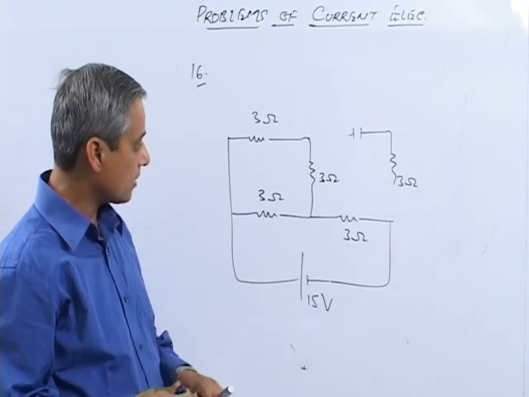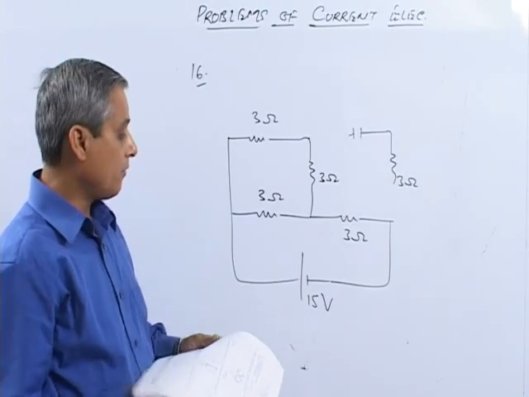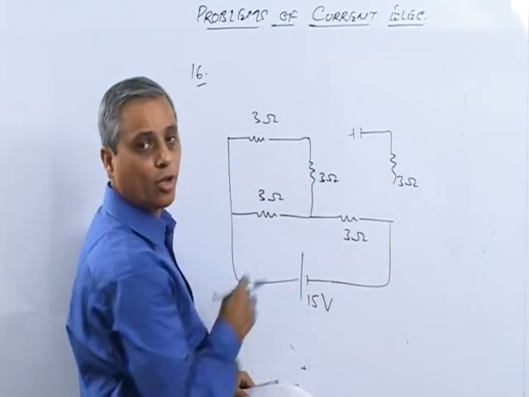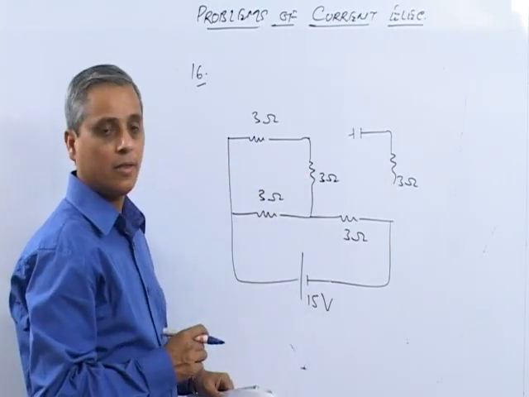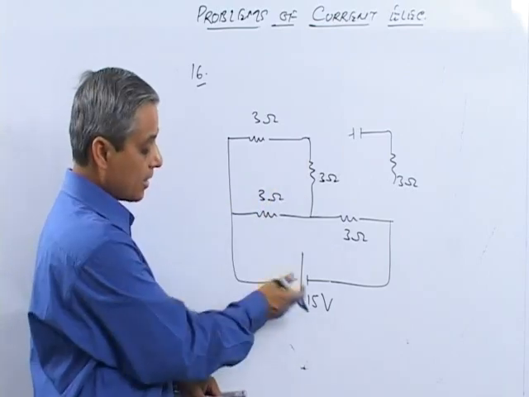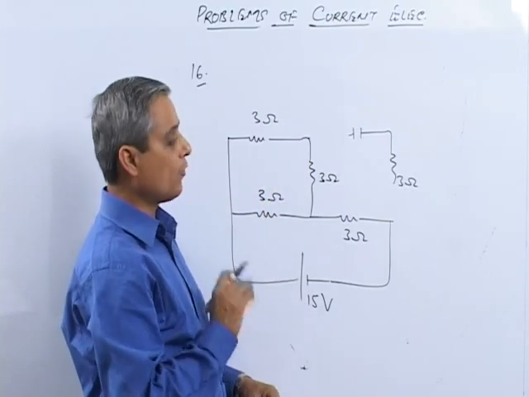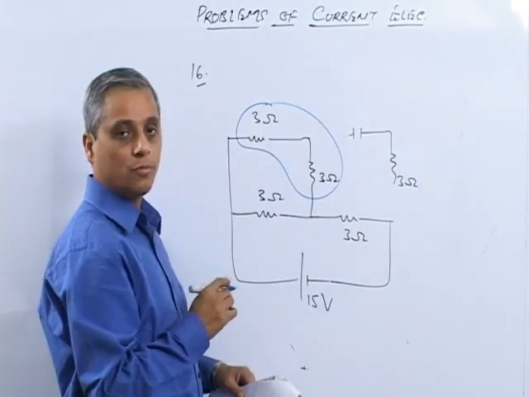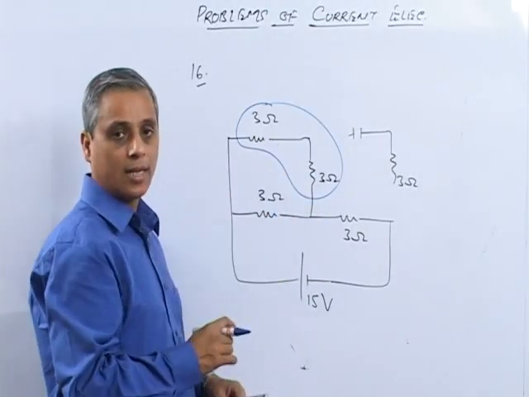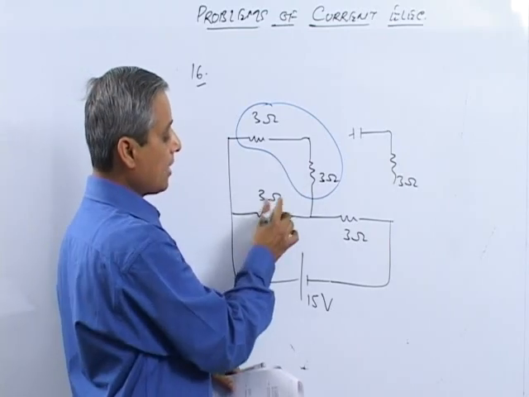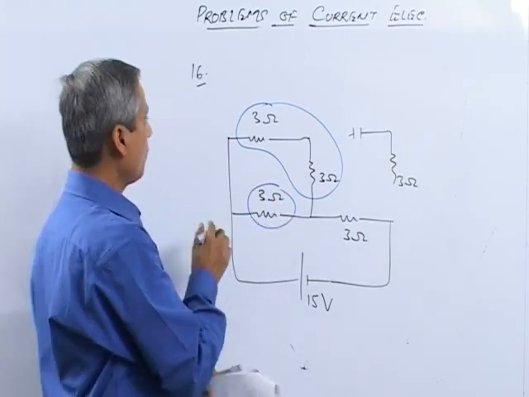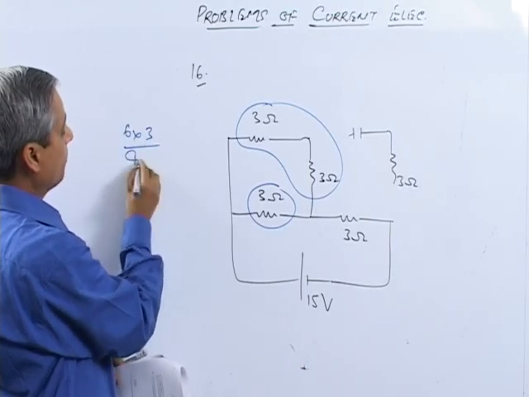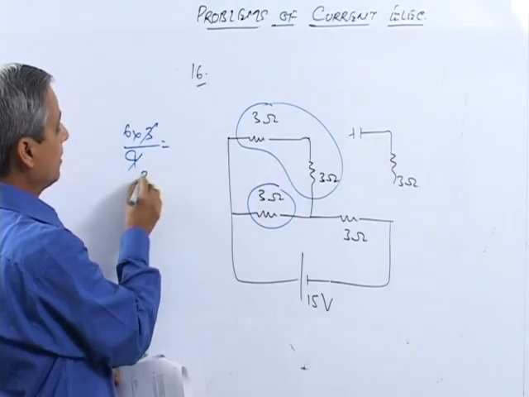In this circuit, you can very easily calculate currents. A simple way is to go by Kirchhoff's laws, but that is a little longer. Since there is a single cell, we can go for simple series and parallel. This is 6 ohm, these 3 ohms are in series, and then that is in parallel with this 3 ohm. So the parallel combination is 6 into 3 divided by 6 plus 3, 9. That will make it 2 ohms.